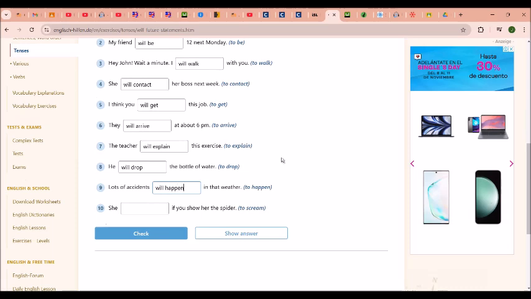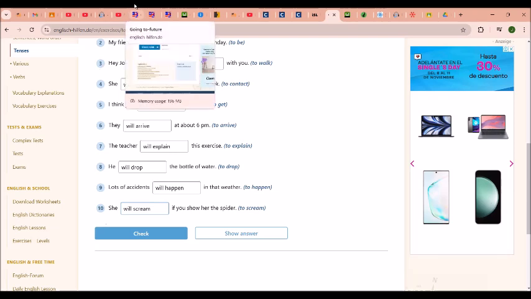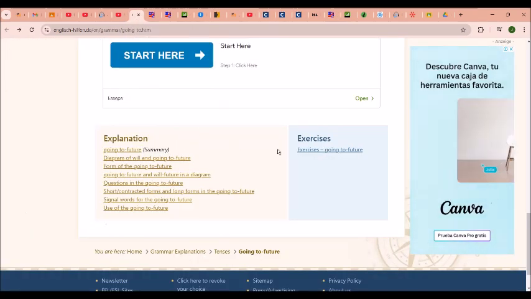Monse Jimenez. She will scream if you show her the spider. So don't show her the spider. All right, so that's will. What about going to? Well, let's practice.